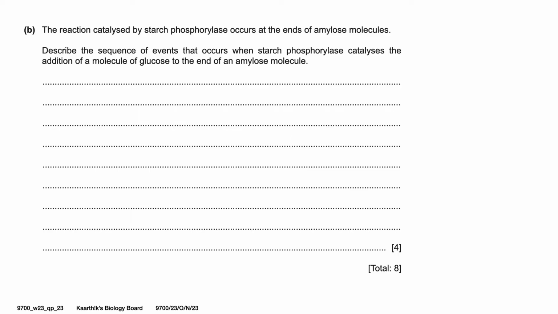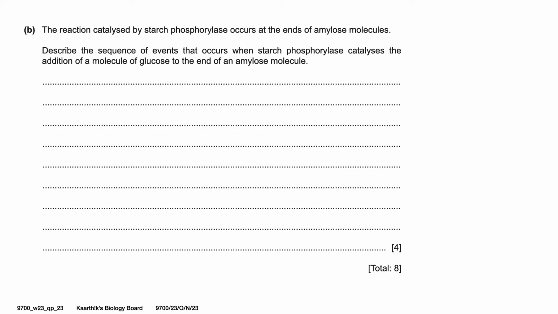So the reaction catalyzed by starch phosphorylase occurs at the end of amylose molecules. Describe the sequence of events that occurs when starch phosphorylase catalyzes the addition of a molecule of glucose to the end of an amylose molecule. So here we have to write only about the sequence of process, how enzyme and substrate are going to react.